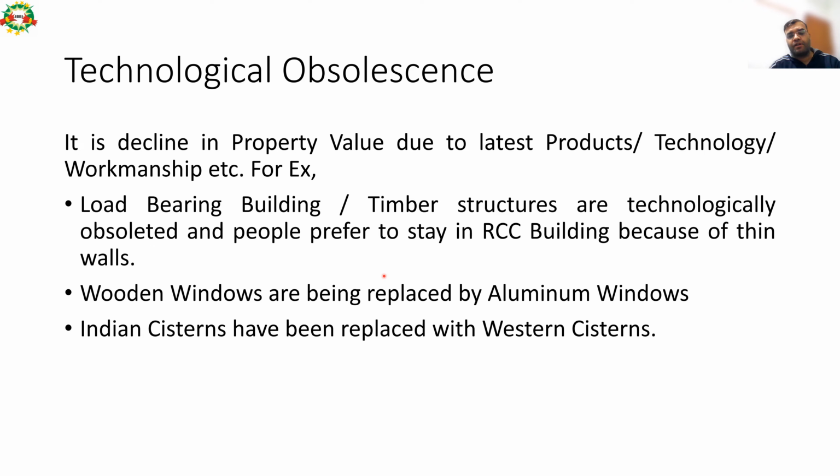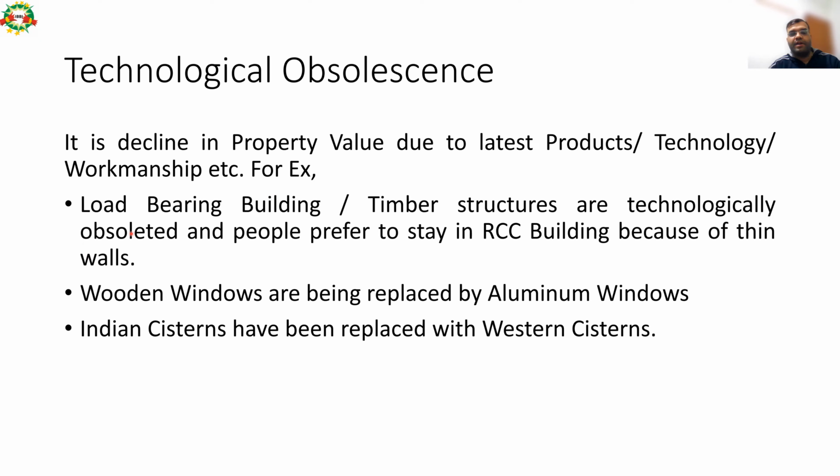Then the third type of obsolescence is technological obsolescence. It is the decline in property value due to the latest product, technology, workmanship, etc. If some new technology has come, properties with old technology, old furniture, fixtures, or old sanitary wares may get lower value.